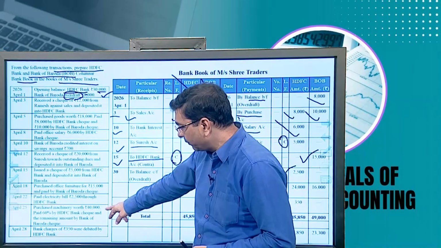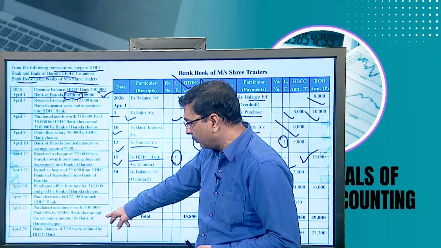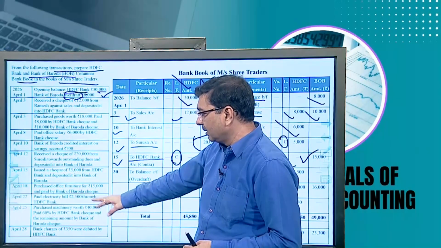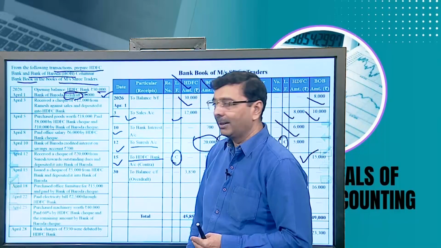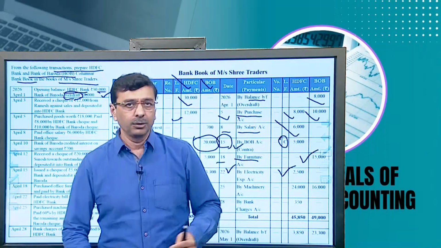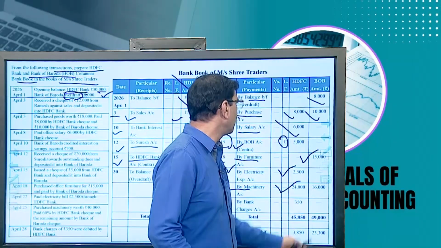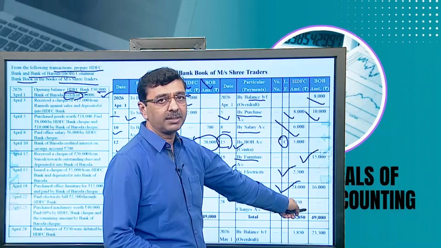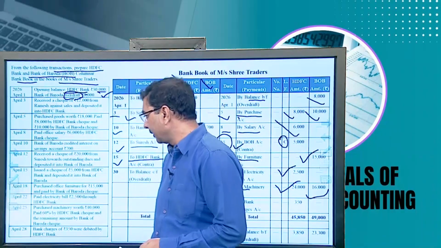Purchase machinery worth 40,000, paid 60% by HDFC Bank check and the remaining amount by Bank of Baroda. 40,000, 60% is 24,000 and the remaining 16,000 paid through Bank of Baroda, but this is a purchase. So ultimately to machinery by machinery account, date 25, 24,000 paid through HDFC, so 24,000 in the HDFC column and 16,000 rupees paid by Bank of Baroda will be recorded there.